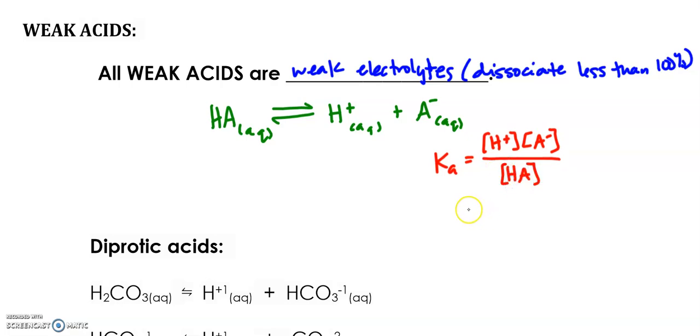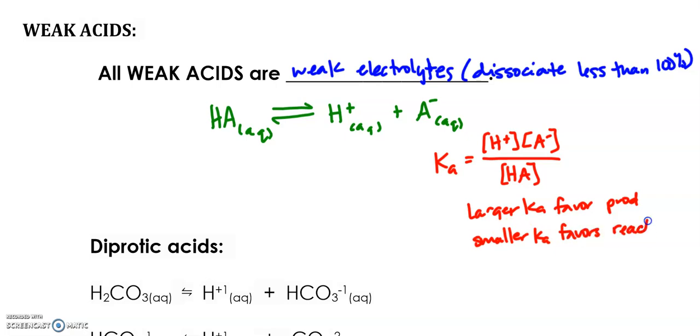So the larger the Ka is, just like we talked about in our equilibrium unit, a larger Ka will favor products, because that's what's on top, right? Products over reactants. So a larger product concentration will give you a larger Ka. A smaller Ka favors reactants, or in this case, whatever your acid is.